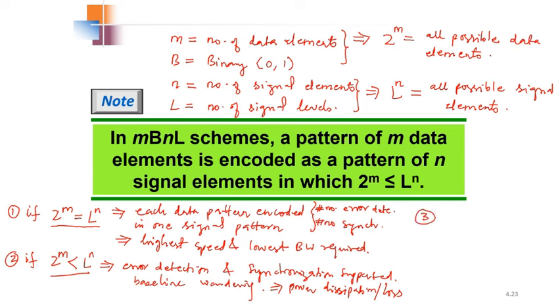The next one is the third case: if 2 to the power m is greater than L to the power n. That means there are more data patterns, but only a limited number of signal elements. We can't encode all data patterns into the signal levels, because the signal levels are fewer than the number of data elements. In this case there is no possibility of encoding, because some of the data elements will be left behind without any signal level, so this condition does not support encoding.